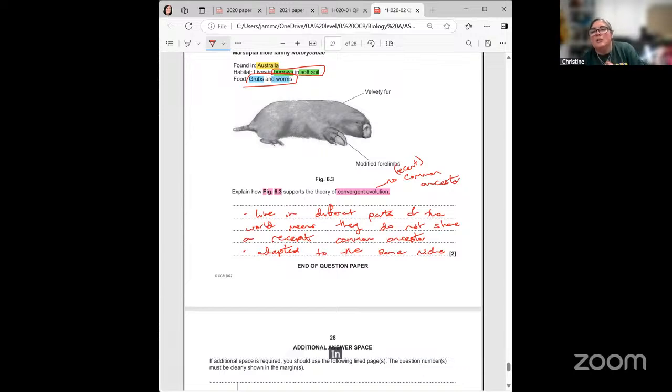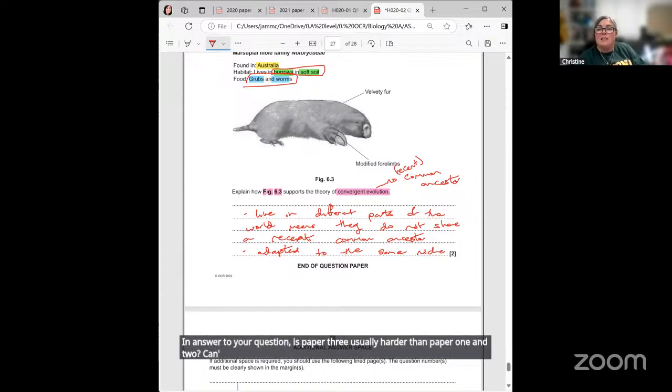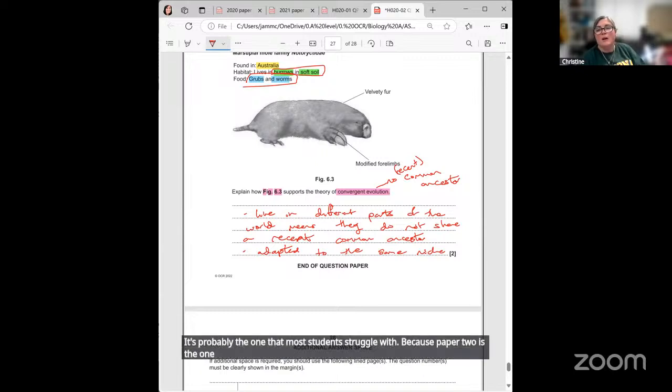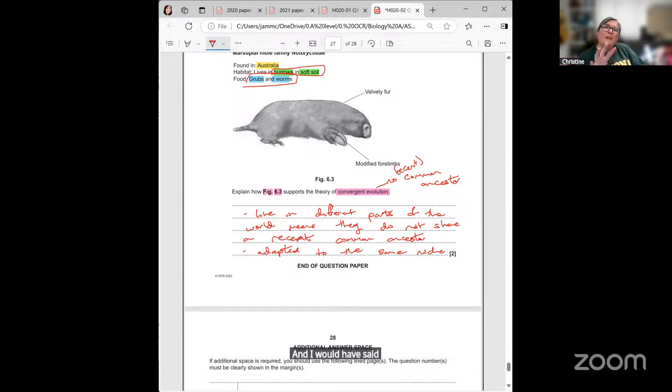In answer to your question, is paper 3 usually harder than paper 1 and 2? I can't guarantee that. It depends. They will normally have one of the papers slightly easier than the others, but it really depends. I'd say paper 2 is probably the one that most students struggle with, because paper 2 is the one where they are assessing you on module 6 and also module 4, and a lot of students seem to struggle with module 6 and module 4. But it's not guaranteed. It could be that paper 2 is actually a nicer paper this year and paper 3 is the harder one. But last year I would have said that paper 3 was the easier of the 3 papers, and probably paper 1 was harder out of the 3.